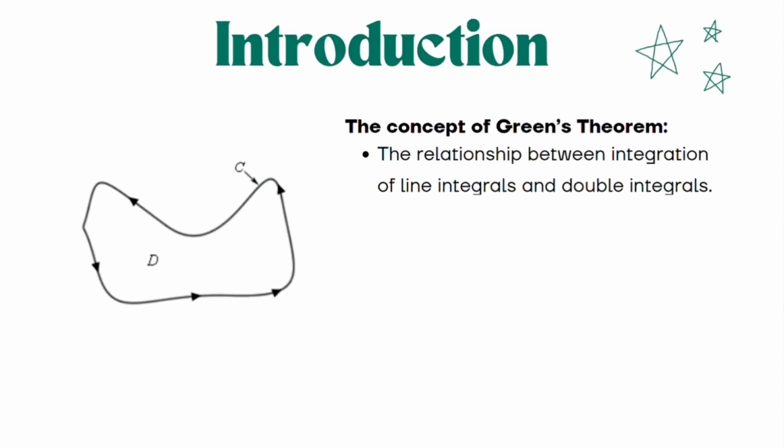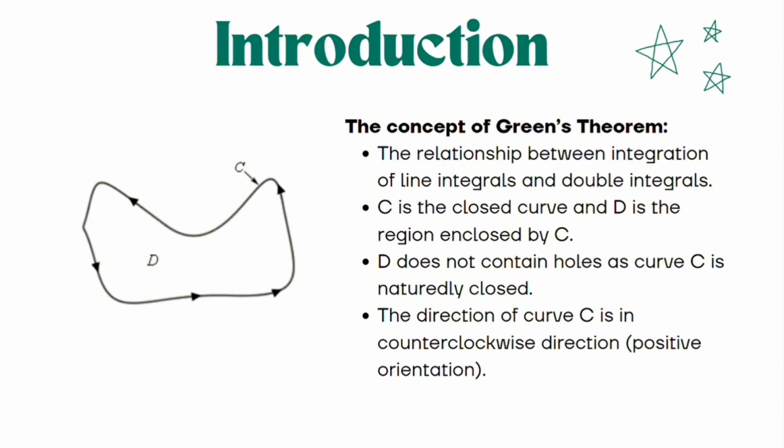So I will be explaining about the introduction of Green's Theorem. What is Green's Theorem? The concept of Green's Theorem is referred to the relationship between integration of line integrals and double integrals. From the diagram, it can be seen that C is the closed curve and D is the region enclosed by it. D does not contain any holes as curve C is naturally closed. It is also observed that the direction of curve C is in counterclockwise direction, or known as positive orientation.